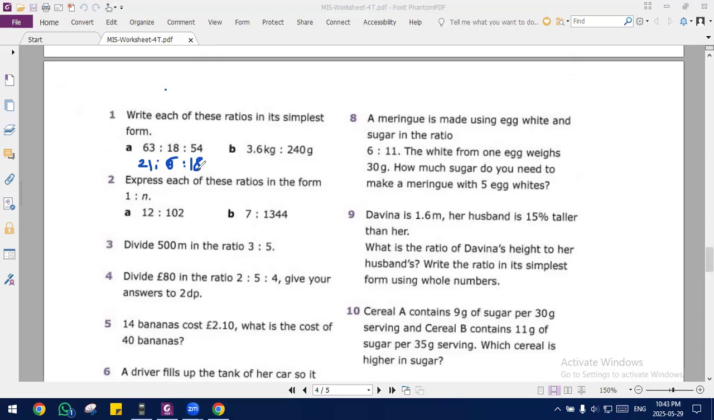Now, can I simplify more? If we can, then we have to continue. 18 and 6 both can be divided, but 21 is not. All of them can be divided by 3. We divide everything by 3. 21 divided by 3 is 7. 6 divided by 3, 2. 18 divided by 3, 6. Can we simplify more? No.